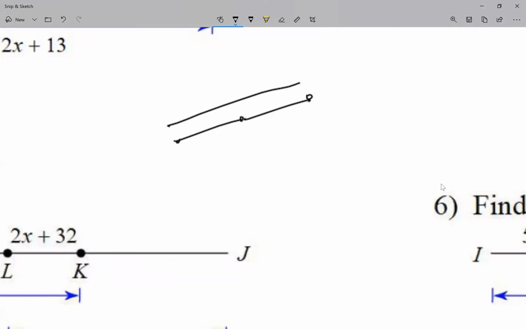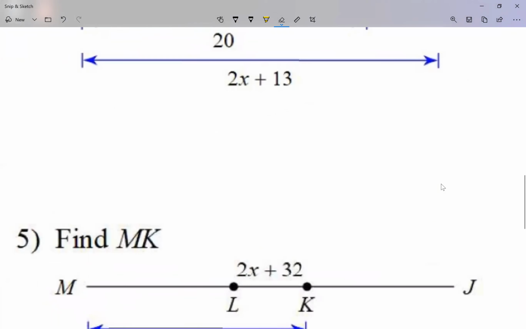If you break down the words segment addition postulate: segment, it's a segment. We know it looks like a line. It has a beginning and an end. Addition, well, it sounds like I'm adding. And postulate is the fancy word for rule. So, segment addition postulate. Now, taking a look at our work here.